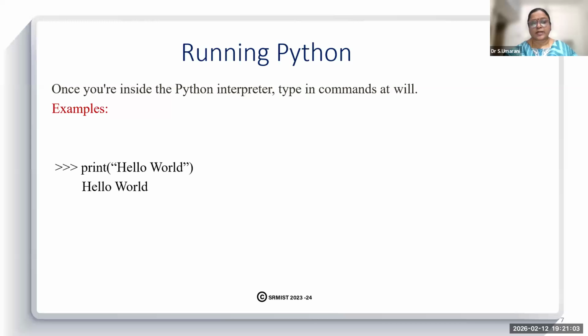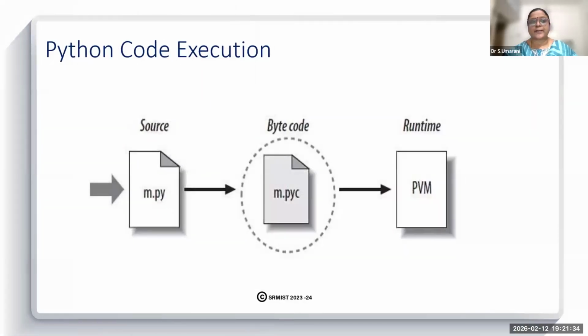So it is hardly a 4-line program. If you want to display the message with the help of Python, it is a single-line program. Here the command is print. Within that print, you give the string, and within double quotes you specify your message. This is the simple Python program. If you want to run this program, just press enter, and you get the result.